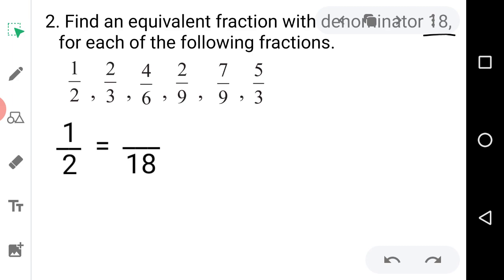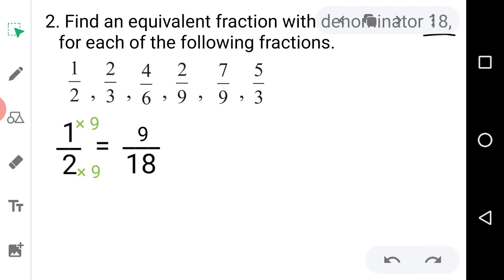So see, how do we get 18 from 2? By multiplying. If we multiply 2 by 9, we get 18. So we need to multiply 1 by 9. 1 multiplied by 9 is 9. So we get the equivalent fraction 9 upon 18. 9 upon 18 is an equivalent fraction of 1 upon 2.